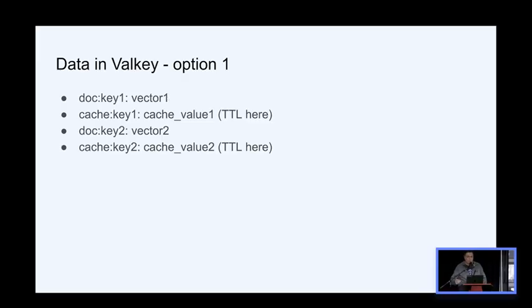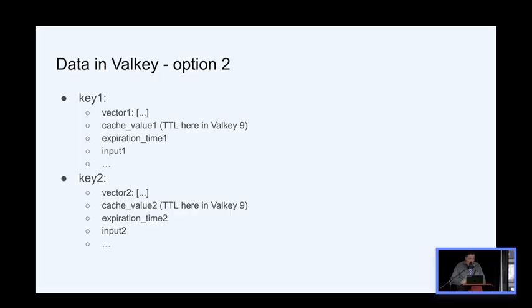Because, as I said, a vector without a corresponding cache, what are you going to do with it? Because what you're really trying to do is save on that LLM call, or save as many of those calls as possible. Another option is you store everything in one hash map. So here you have key one is the key, and then you have a vector, and then a cache value.